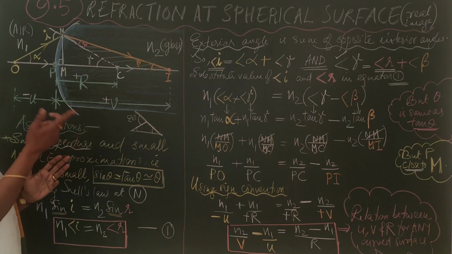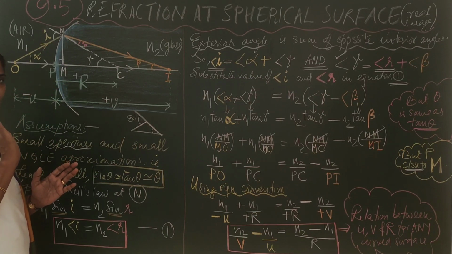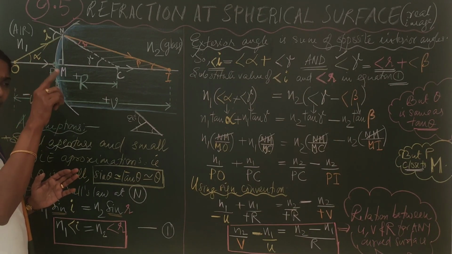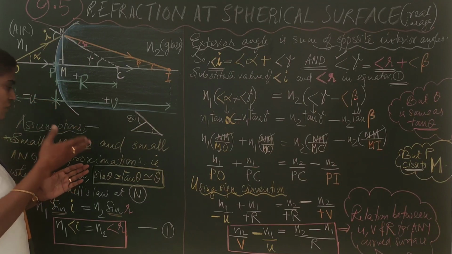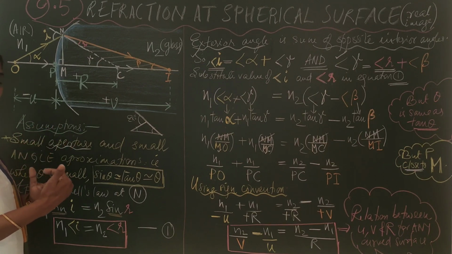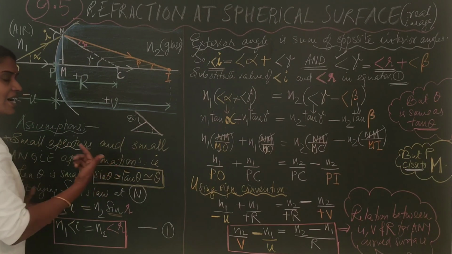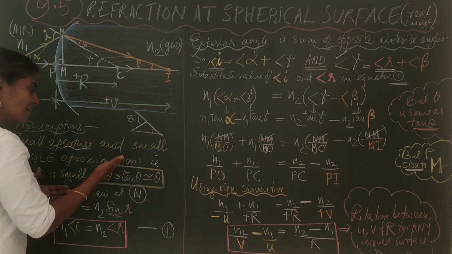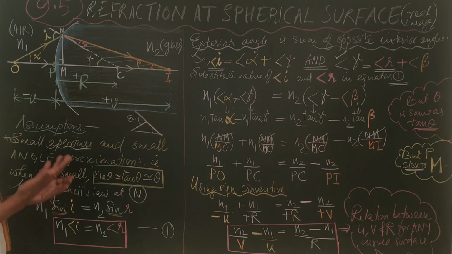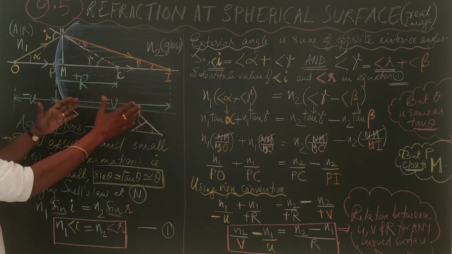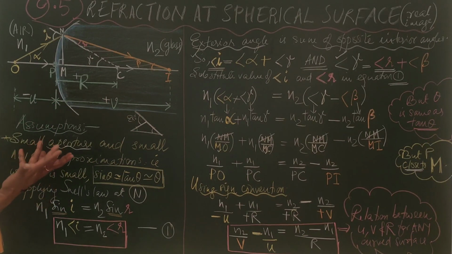Why? Because for theta equal to 0, sin 0 is 0. And tan 0? Tan 0 is sin 0 by cos 0. Cos 0 is 1, sin 0 is 0, so 0 upon 1 is 0. So when theta is small, sin theta is theta, and tan theta is theta. Moreover, you can replace theta with sin theta or tan theta, no problem. That is what we are using here. Clear? So we apply all these things on the single tool, Snell's law.